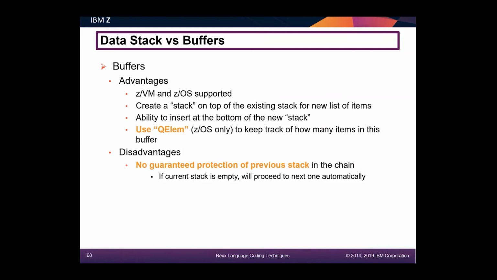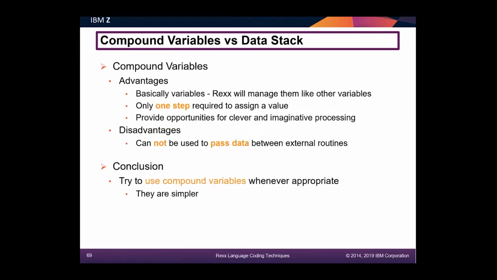As soon as I go through my buffer, it will go down to the next buffer, go to the next buffer, and go to the main stack without any indication to you, with a return code or anything, that it's doing that. So why would I use compound variables versus a data stack, right?